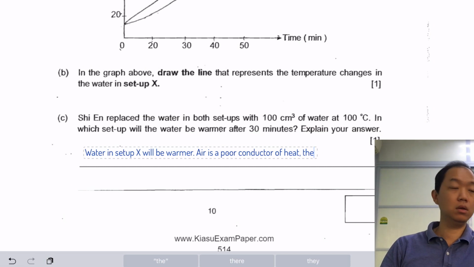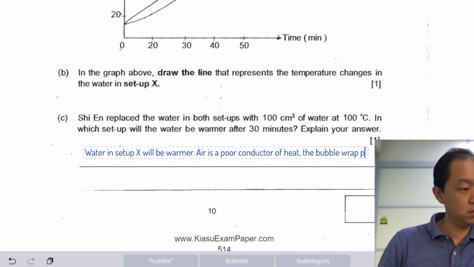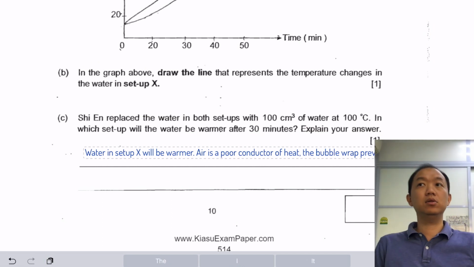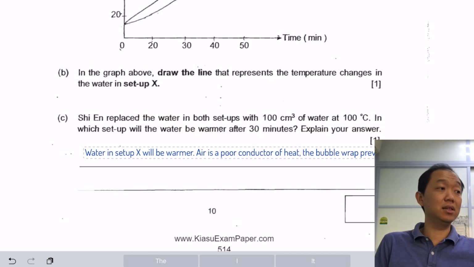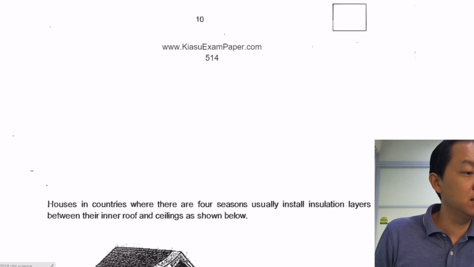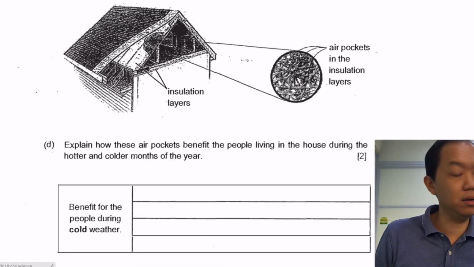The bubble wrap prevents heat loss. So the bubble wrap prevents heat loss, therefore the temperature is still the same. Or it's not the same, it just loses heat slower. Right? The rate of heat loss is slower.